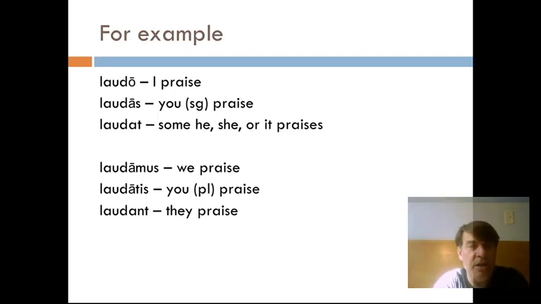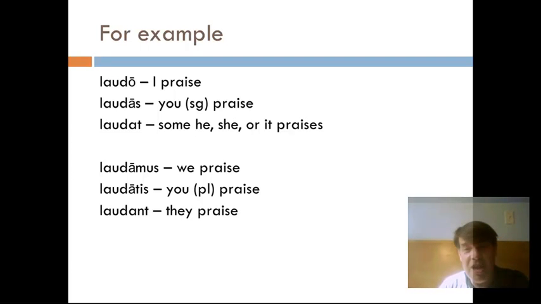These are the endings you might want to memorize if you're going to be a Latin aficionado. Long O is the ending that tells us that the subject is an I. Long AS tells you that the subject is a you singular. It's not just long A, but the S in particular tells you that the subject is a singular you. The T tells you that the subject is a he, a she, or an it. The mus, M-U-S, tells you that the subject is a we.